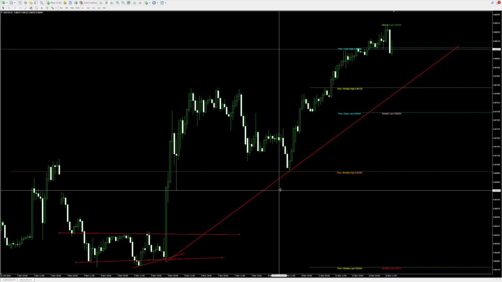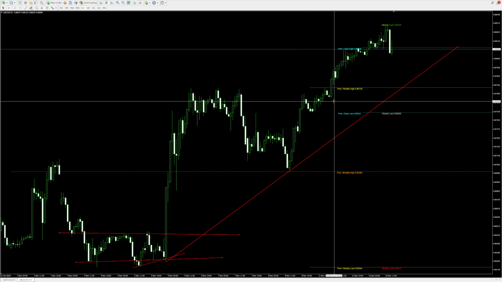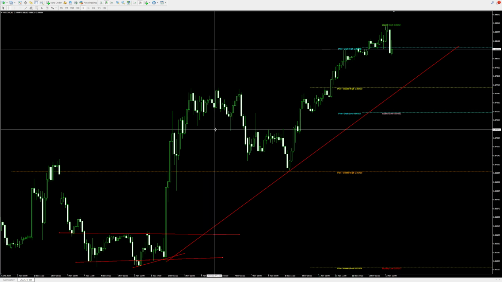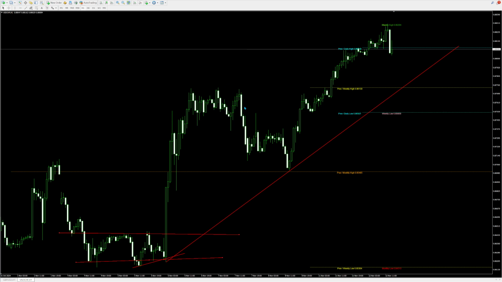You could, of course, use a trailing stop below the lows, close part of the position if you want on the way up. Perhaps you may have exited around here when you've seen all of this consolidation. But nonetheless, it was a good trading opportunity.